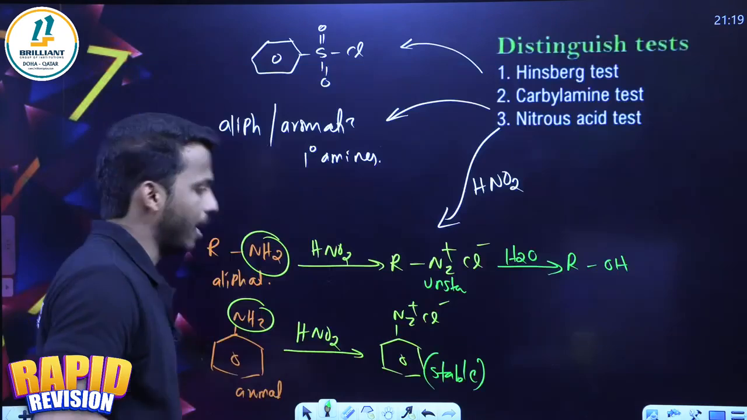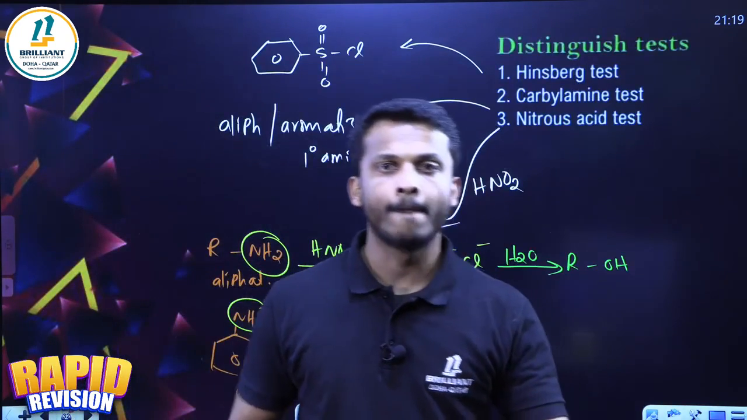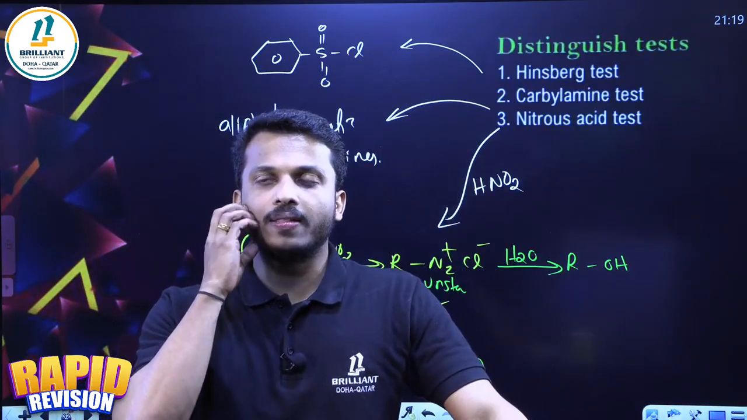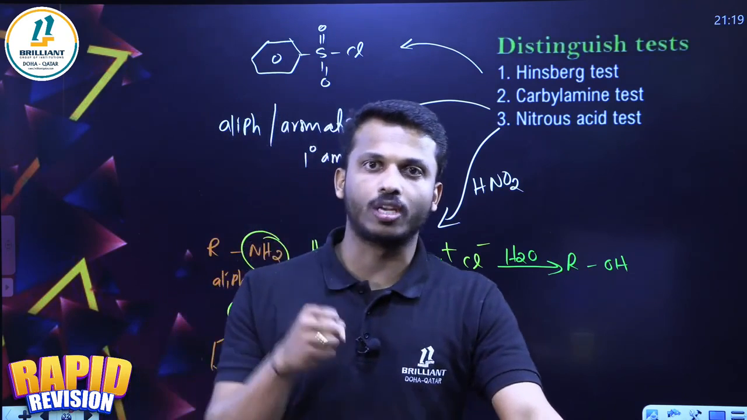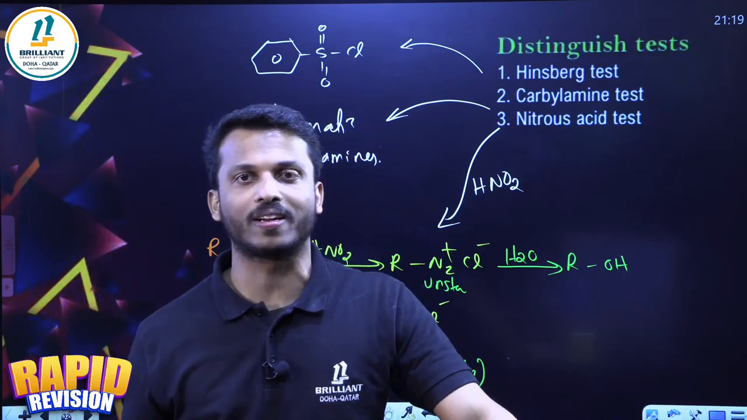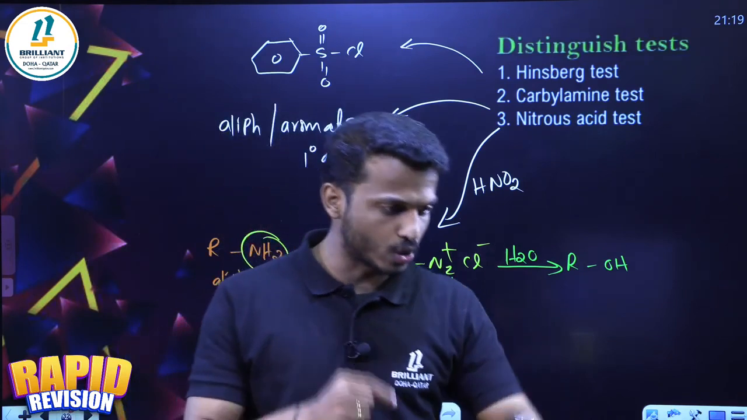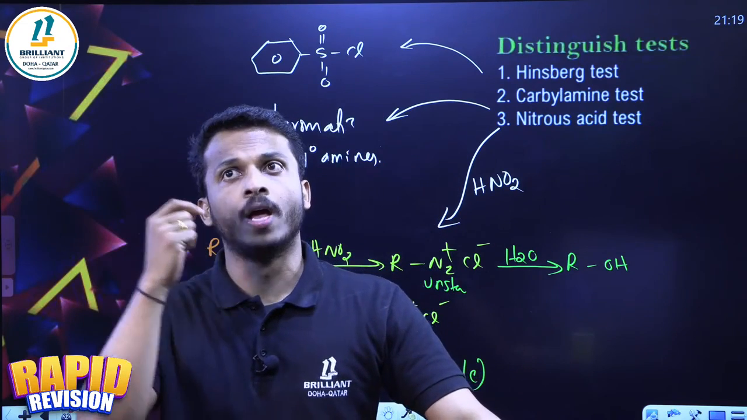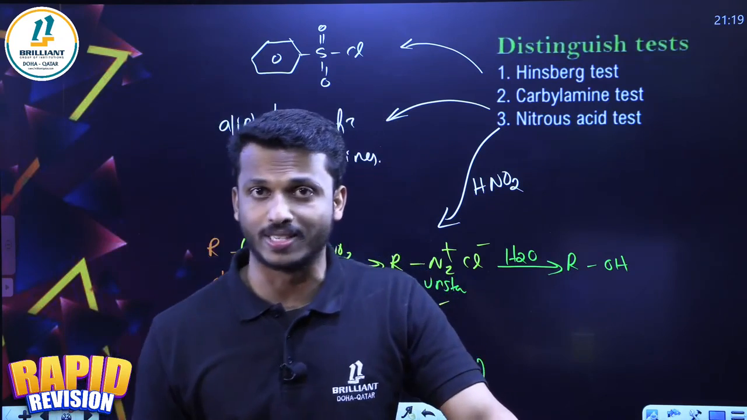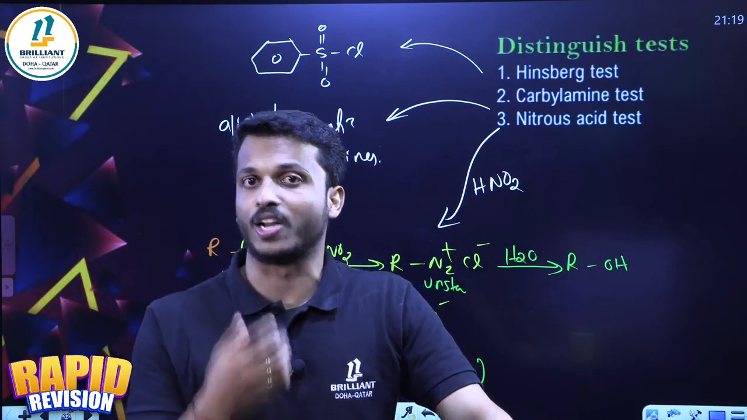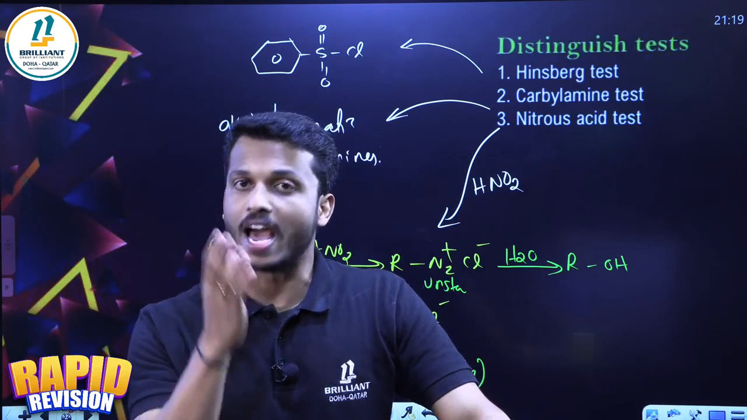And dear all, let me tell you some more data. From the amine chapter, other than this, you can expect questions on diazonium salts; many important conversions are there, right? When diazonium salt is treated with CuCl with HCl, you will get chlorobenzene. CuBr with HBr, you will get bromobenzene. That is called the Sandmeyer reaction.